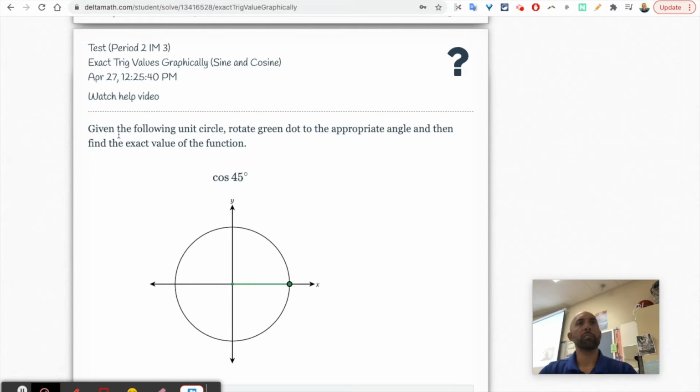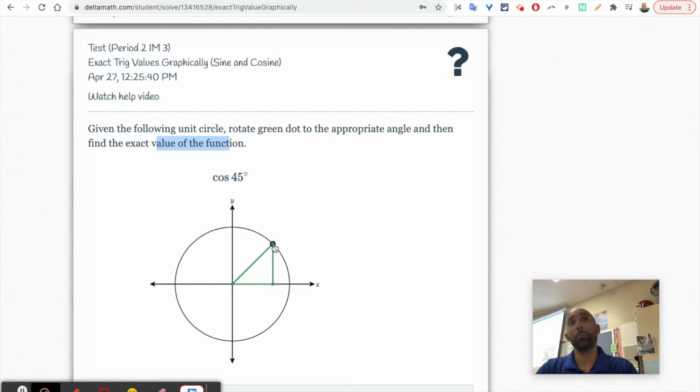So the first step of this is, given the following unit circle, rotate the green dot to the appropriate angle and then find the exact value. So first of all, I need to know where 45 degrees is on this unit circle. Well, if you already know that, I know that 90 degrees is here at this point, 0 is here, so right in the middle, that is 45 degrees.